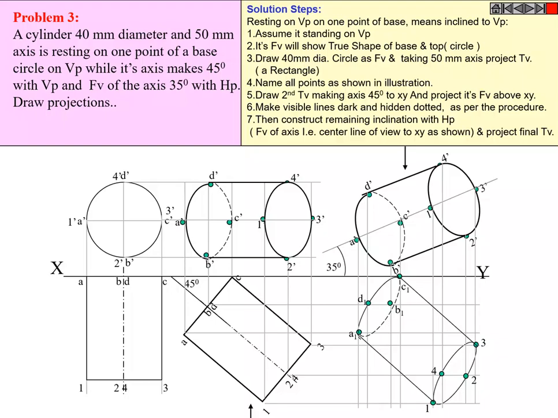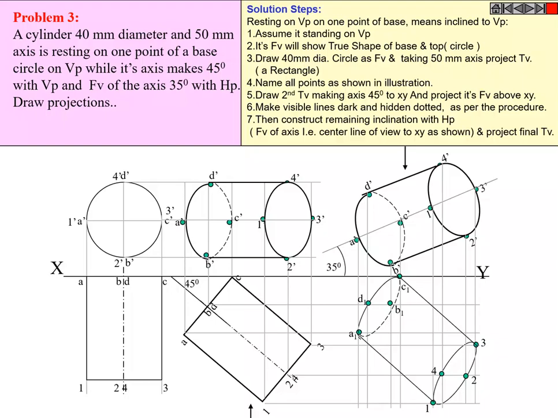Initially you have to see that it is resting on one of the points of a base on VP, so you have to assume it is standing on VP. Its axis makes 45 degrees to VP, so the axis in the second position has to be at 45 degrees. The third position tells you to make the axis make 35 degrees to the XY line. So, to draw the front view and top view of the cylinder.